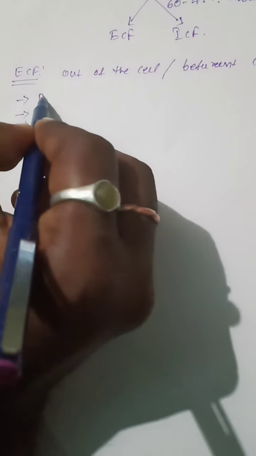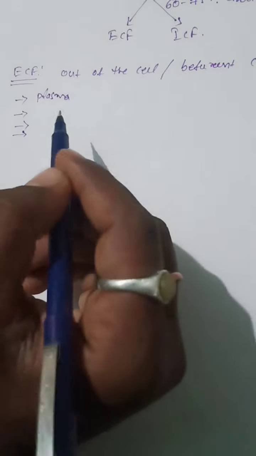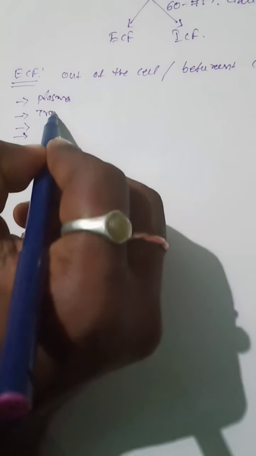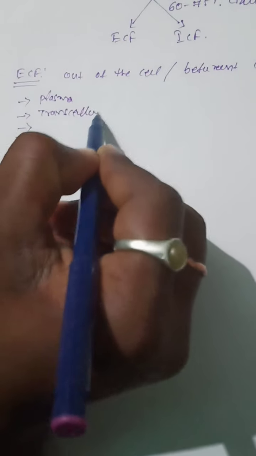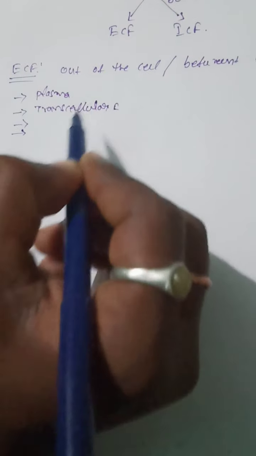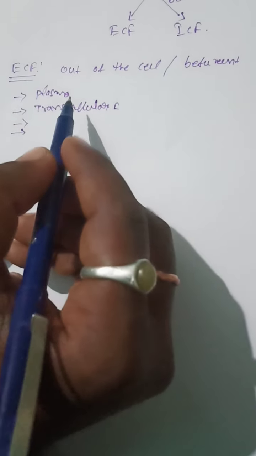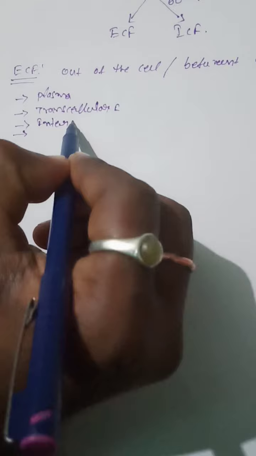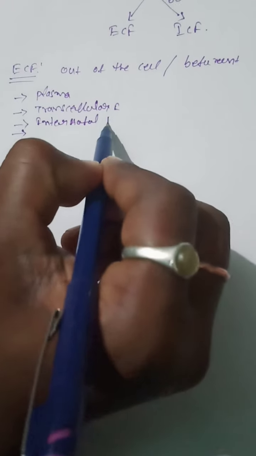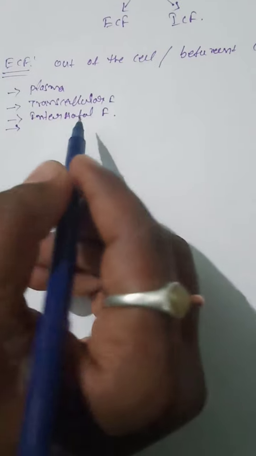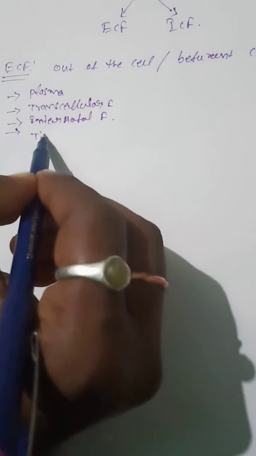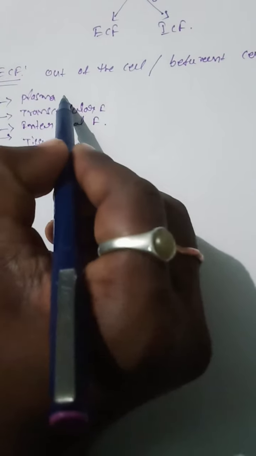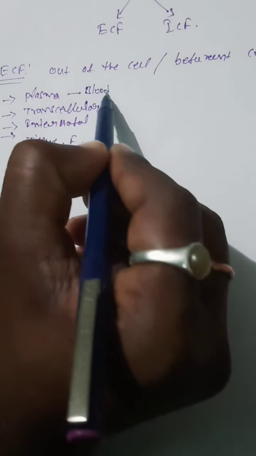The first one is the plasma fluid, the second one is the transcellular fluid, the next one is interstitial fluid, and the fourth one is tissue fluid. So what is the plasma fluid? The plasma fluid means the plasma contained in the blood.